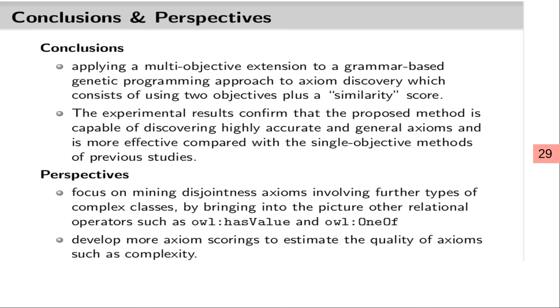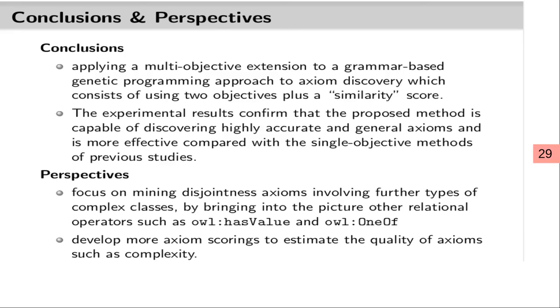In this work, we apply a multi-objective extension to grammar-based genetic programming for axiom discovery, with two objectives in addition to the similarity score. We can see the experiment results confirm that the proposed method is capable of discovering high accuracy and general axioms, and is more effective compared with the single objective method in the previous work.